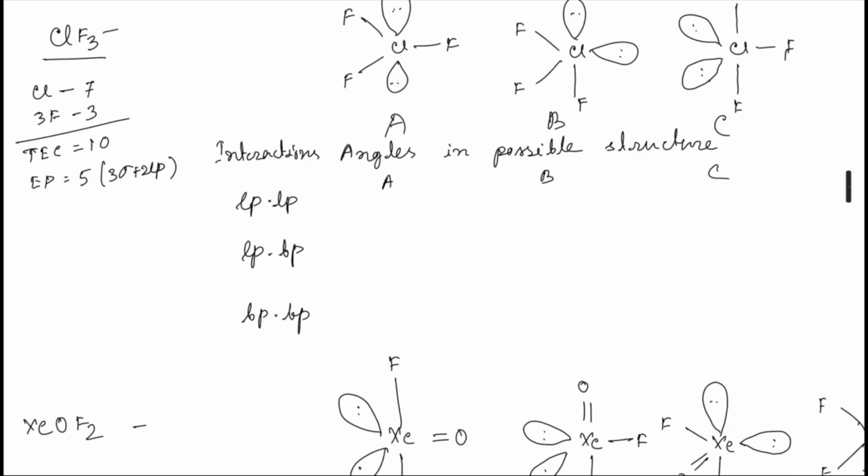Now from this we'll calculate the steric number. Steric number is equal to the number of sigma bond pair electrons plus the number of lone pair electrons. So here the number of sigma bond pairs is 3 and lone pairs equal 2. So the steric number will be 5. For steric number 5, the geometry will be TBP, that is trigonal bipyramidal.